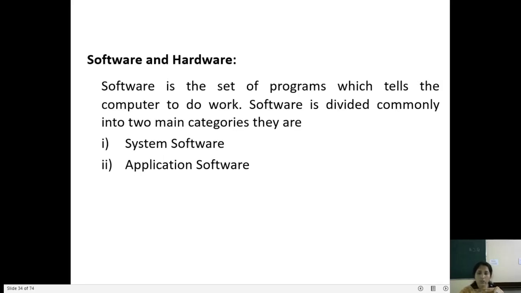Software, whatever you know, you have understood the application, the types of generation, as well as the history, as well as the different types of computer, how they have been classified, how they have been made into generations based on the capacity of software and hardware itself. What do you mean by software? Software is a set of programs which tells the computer what to do. It helps the user. Software is divided commonly into two main categories: system software and application software.